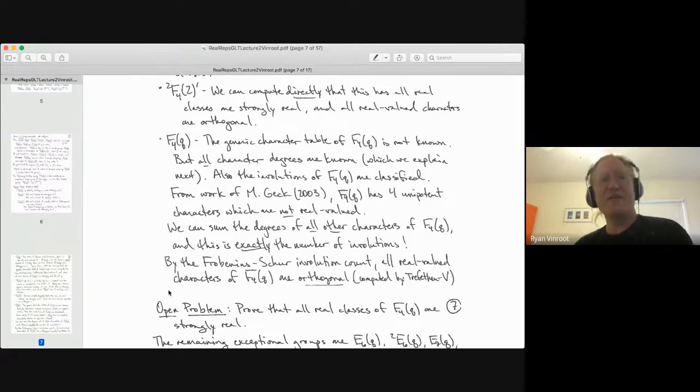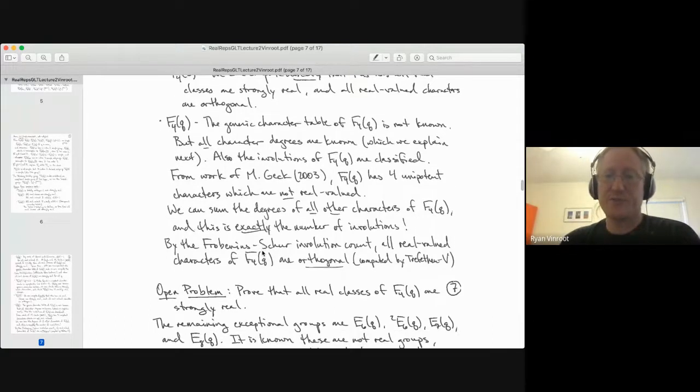So in fact, while I'll now tell you more about information on the indicators of characters of these exceptional groups, I don't know any more about the classes. Somehow there's so much known about the characters in terms of their parameterization and their degrees that we can say quite a lot about them. The classes and which ones are real, whether those are strongly real, this seems to be harder with the present state of knowledge. So if you can do this for F4, this would be a fantastic result.